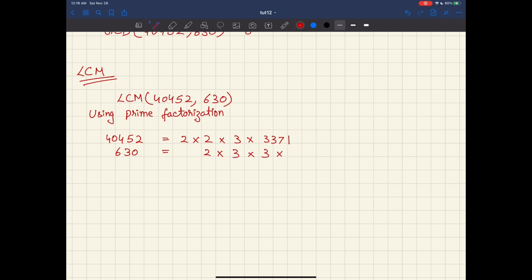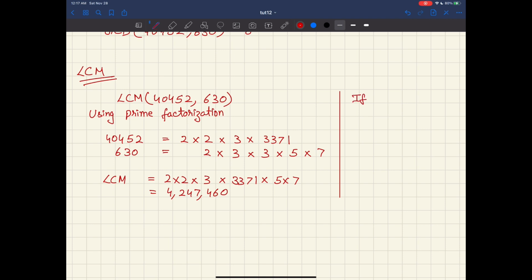So 40452 is 2 times 2 times 3 times 3371, and 630 is 2 times 3 times 3 times 5 times 7. So we write the second 2 only once and the 3 only once. I missed another 3 here, so this would be multiplied by 3.